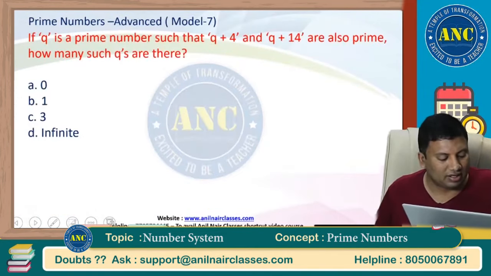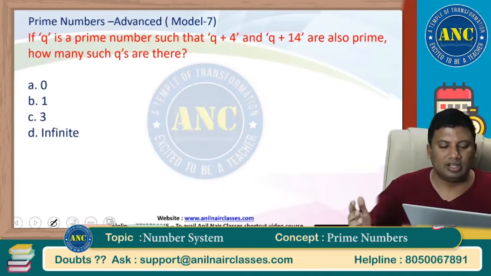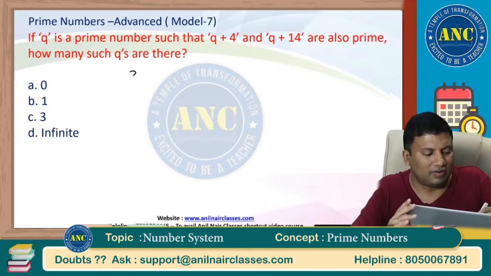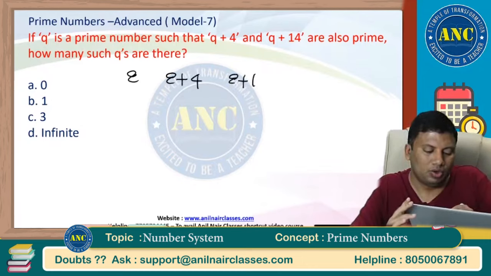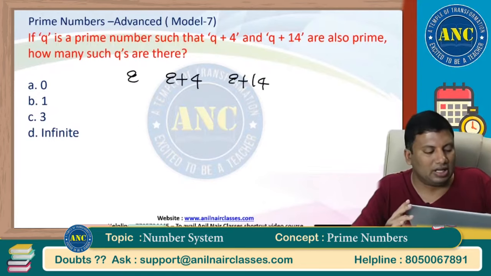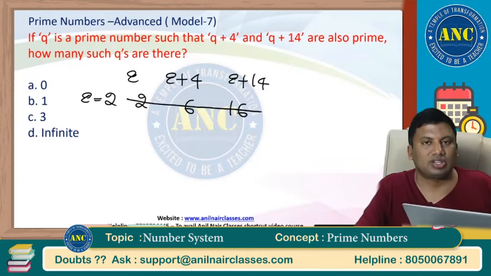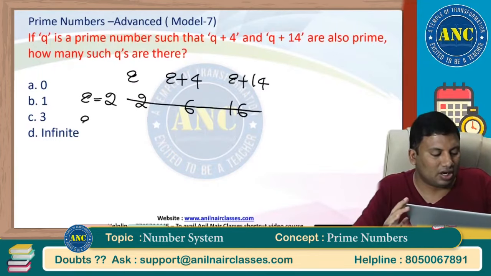Model number 7. This we have already solved because it's a previous year examination question. We can solve it. Q plus 4, Q plus 14. This triplet should be prime numbers. Q is 2: 6, 16. 6 and 16 are even numbers, not possible.